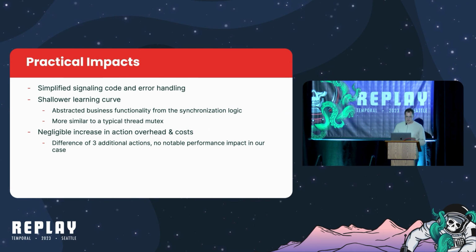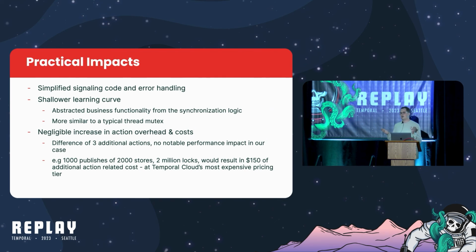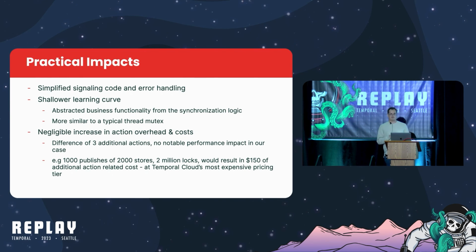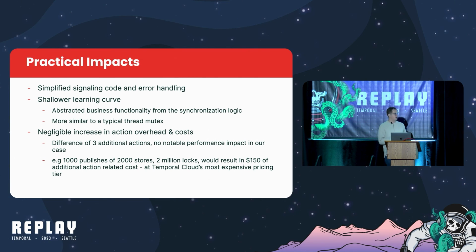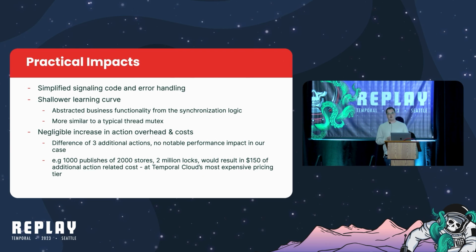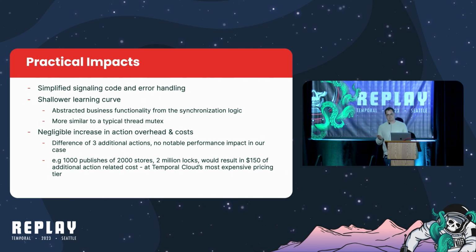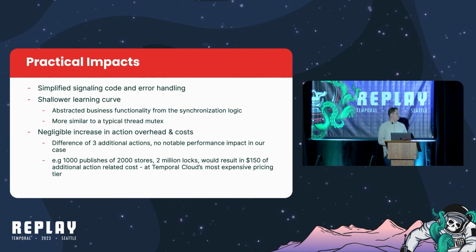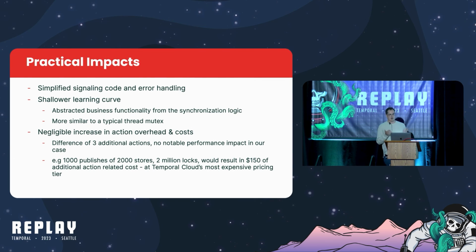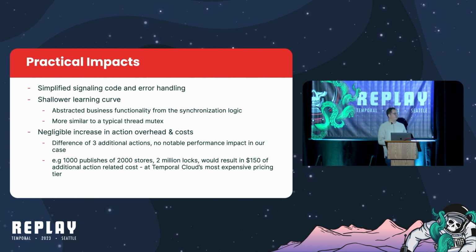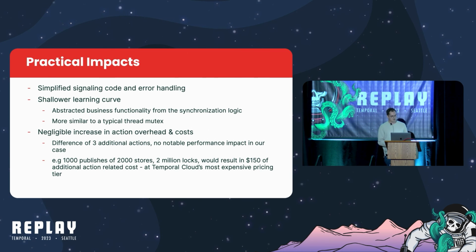For example, we could have done 1,000 publishes, that's 3 times a day for a year, of 2,000 stores, which is every KFC in the US. We could republish every KFC in the US 3 times a day for a year, and it would result in $150 of additional costs. So for our use case, because we only have several million of these locks per year, the overhead or the cost associated with this wasn't a major concern.